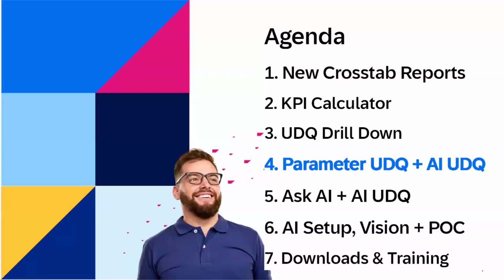Now we've just got to the point where we're going to start talking about 2608 functionality and AI, which I'm sure you all want to hear about. So I want to introduce a new feature that we are bringing into 2608 called the Parameter UDQ. And I'm going to introduce it by using an example of using our new AI UDQ.